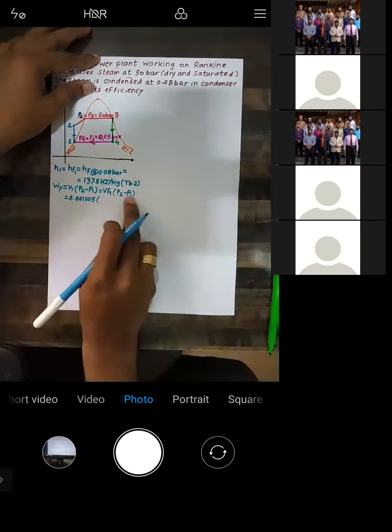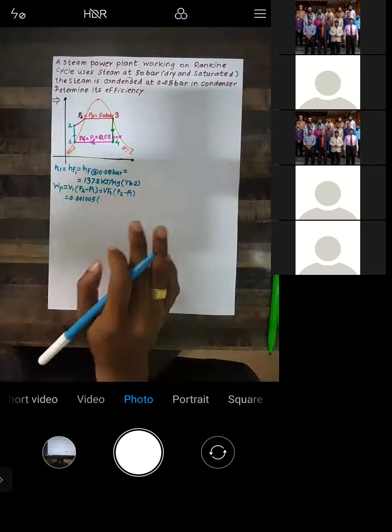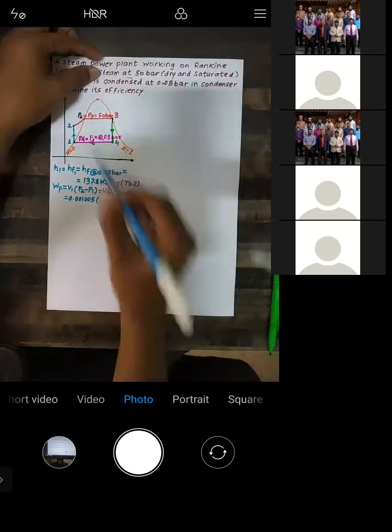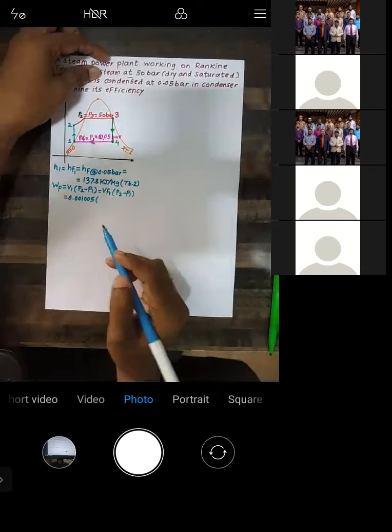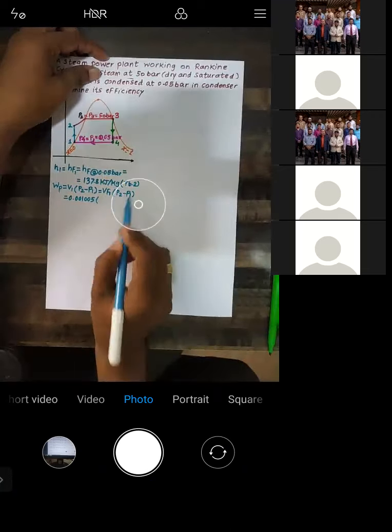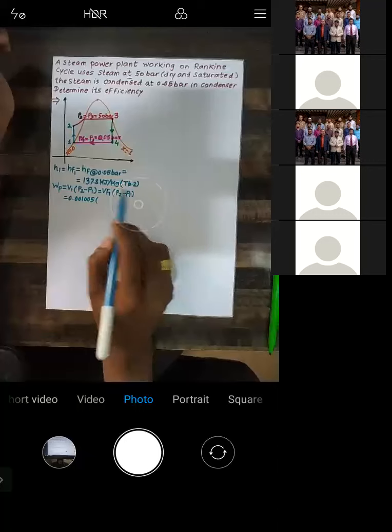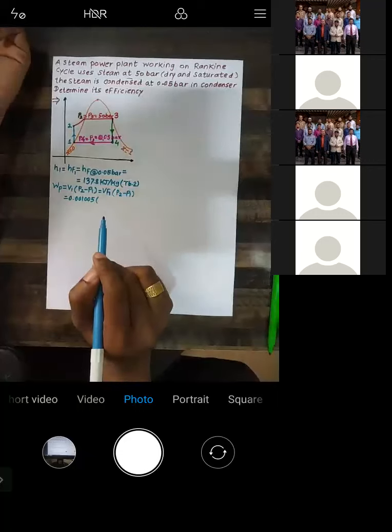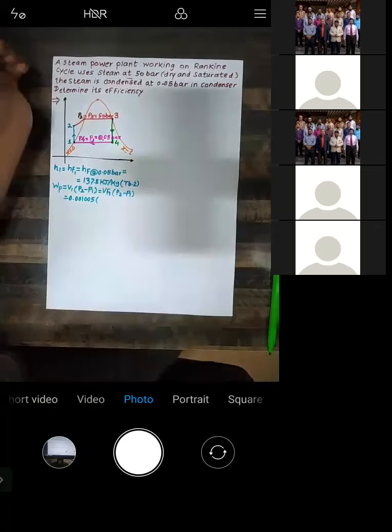As I told you always, see this pressure which is given in the problem, it is in bar, right? Bar multiplied by meter cube per kg, right? This bar we are supposed to convert into what? We need to convert that into kilopascal.